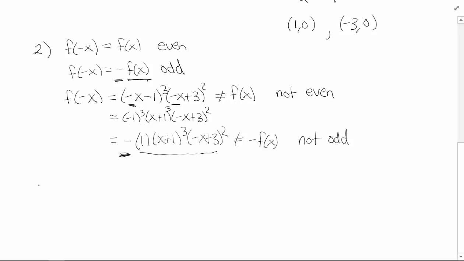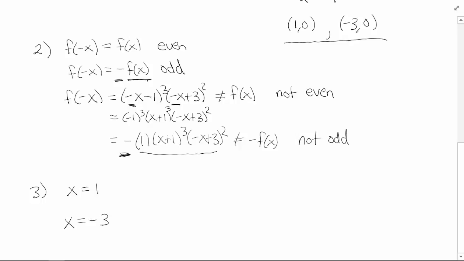So that's step 2. Step 3, let's look at the multiplicities of our zeros. My two zeros, which I found back up here as x-intercepts, means my zeros are x is equal to 1. And my other zero is x is equal to negative 3.